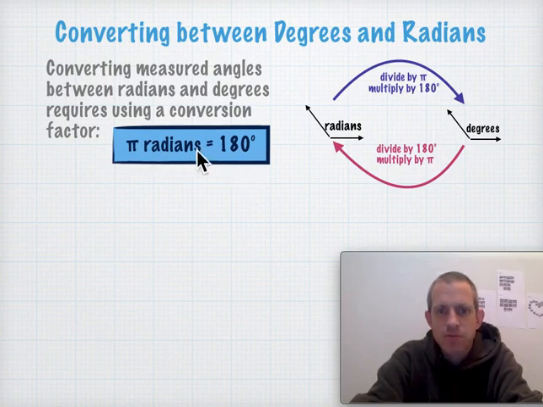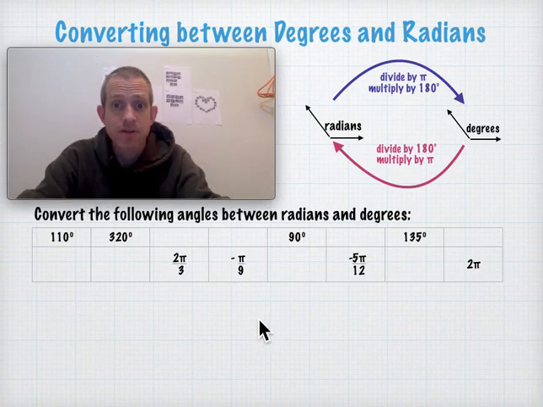Anyhow, if you can remember that, then you'll know that to go back and forth between radians and degrees is a matter of either dividing by pi and multiplying by 180, or if you're going the other direction, dividing by 180 and multiplying by pi. So let's look at a couple of different examples to end our video today.